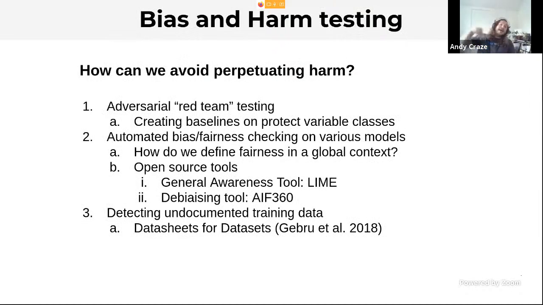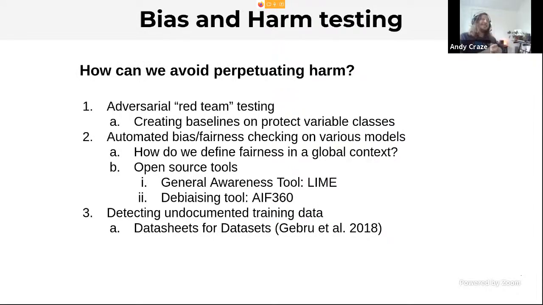Bias and harm testing. This is one that I would like to see more of here at the foundation. How can we avoid perpetuating harm? Personally, one thing I would love to see is the creation of some sort of adversarial red team testing. Maybe it could be a community or a volunteer effort. Either way, we need to create some baselines around protected class variables.